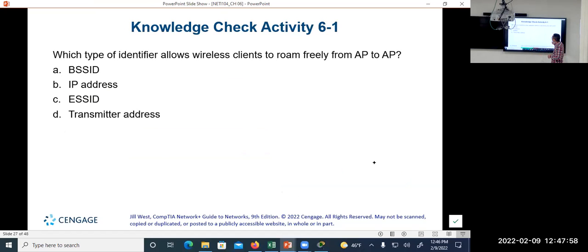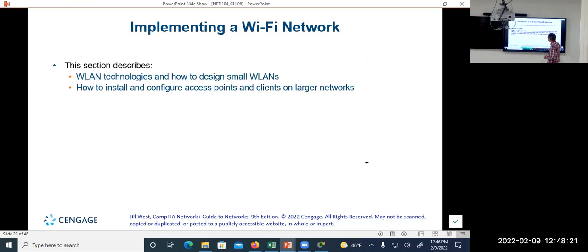What type identifier allows the wireless client to roam freely from access point to access point? What do you think? Yeah, extended. You have the extended here. This one is extended, in infrastructure. This one is a base, where you only have one access point.